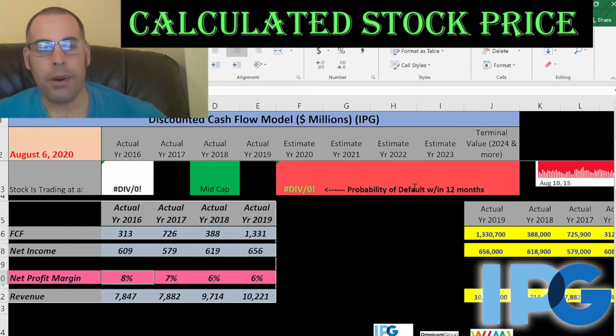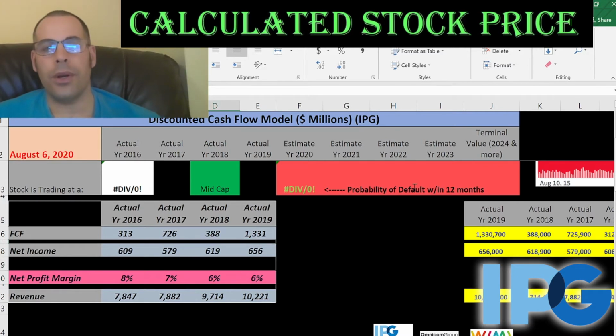And it looks like their margins are decreasing, which isn't good. Because even though their net income is going up, it's going up at a slower rate. In 2016, they converted 8% of their revenue to net income. And in 2019, they converted only 6% of their revenue into net income. So they're becoming less efficient.